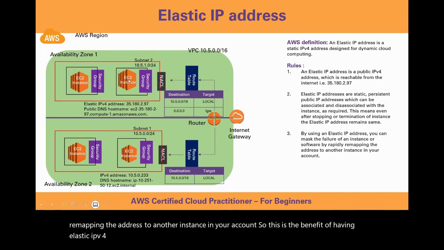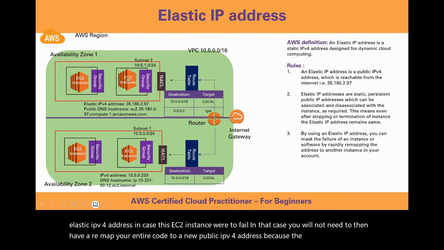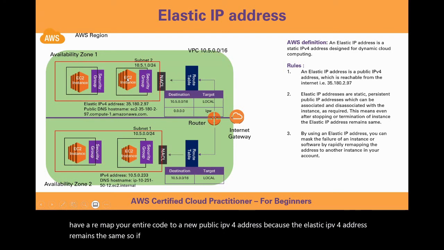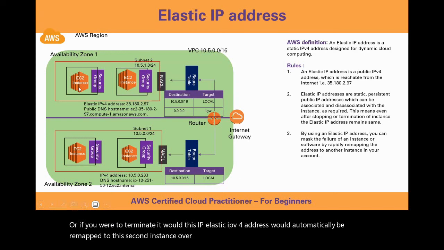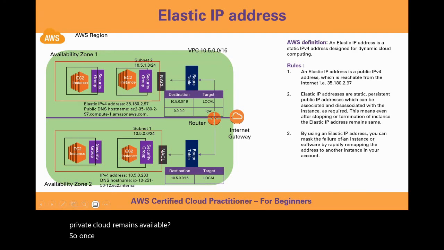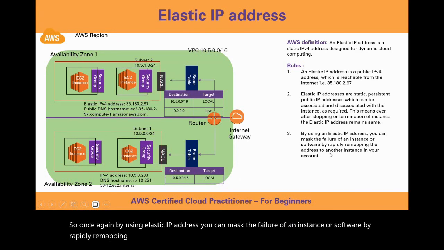In case this EC2 instance were to fail, you would not need to remap your entire code to a new public IPv4 address because the elastic IPv4 address remains the same. So if this instance were to fail or if you were to terminate it, this elastic IPv4 address would automatically be remapped to this second instance over here to ensure that your software and your virtual private cloud remains available. So once again, by using an elastic IP address, you can mask the failure of an instance or software by rapidly remapping the address to another instance in your account.